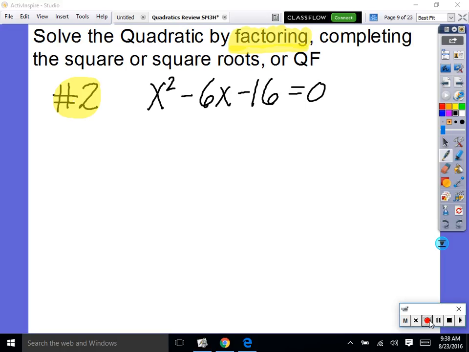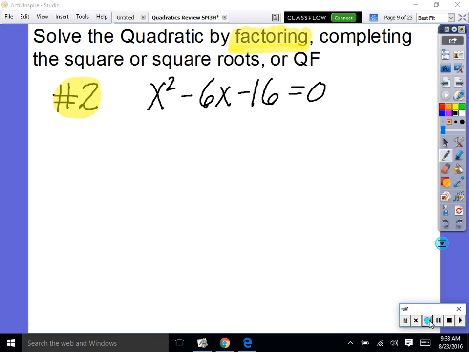So let's read the instructions. It says, solve the equation using either square roots, factoring, the quadratic formula, or completing the square. Now, I'm not going to just accept you going through and solving them however you want. Well, I am, but I'm not going to accept it if you just solve all of them with the quadratic formula. I want you to use the best method possible.